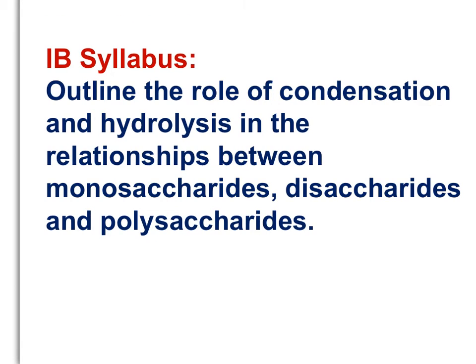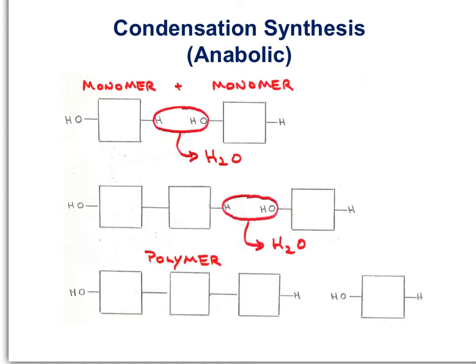Let's jump in with an IB syllabus statement you've seen before, but modified to reflect carbohydrates. Outline the role of condensation and hydrolysis in the relationships between monosaccharides, disaccharides, and polysaccharides. Even with some new language embedded into this statement, you should immediately feel comfortable with it. The monomers of carbohydrates are known as monosaccharides, and they're joined together by condensation reactions to form disaccharides and polysaccharide polymers. Condensation reactions are anabolic reactions.